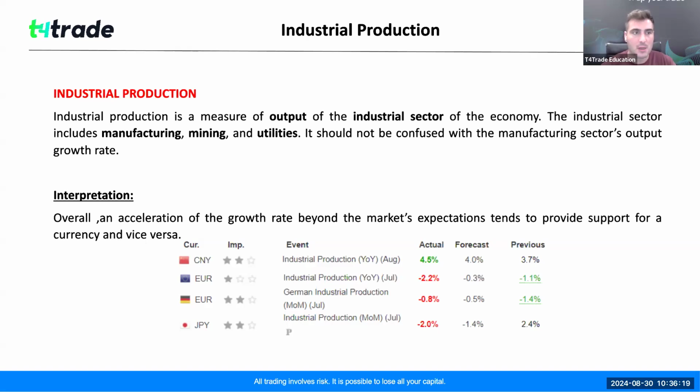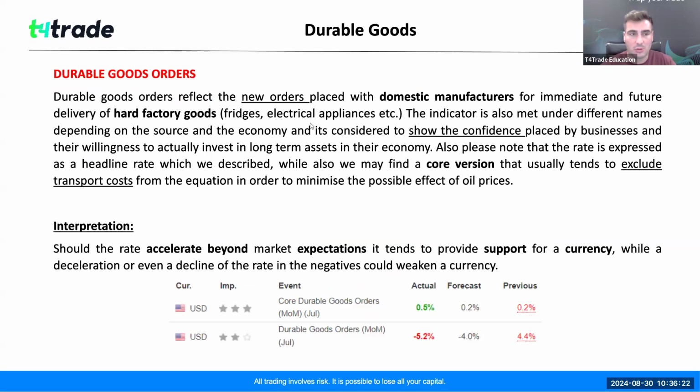Also, we have another indicator called durable goods orders. Durable goods orders reflect new orders placed with domestic manufacturers, people that actually create stuff, for immediate and future delivery of hard factory goods, such as fridges, electrical appliances, submarines, trains, airplanes, whatever that is. Those are durable goods. Those are stuff that you construct, you build, and you sell, and those are buy once, let's say. We're not talking about clothes or shoes or food or whatever is not lasting long.